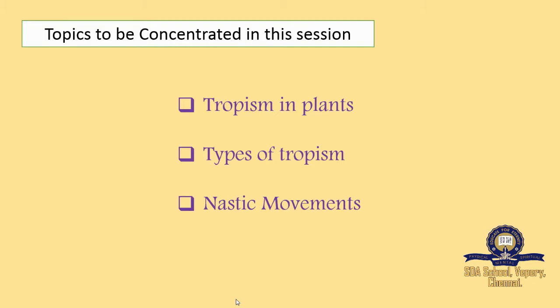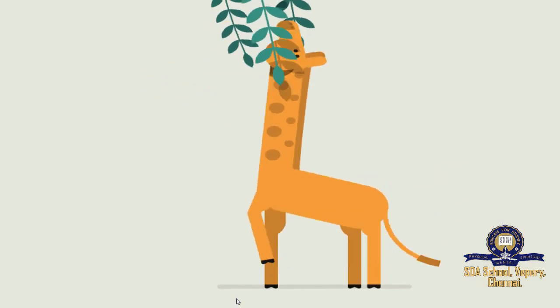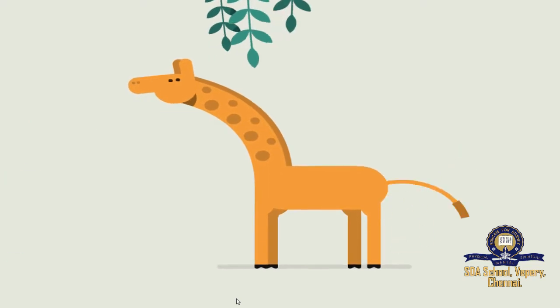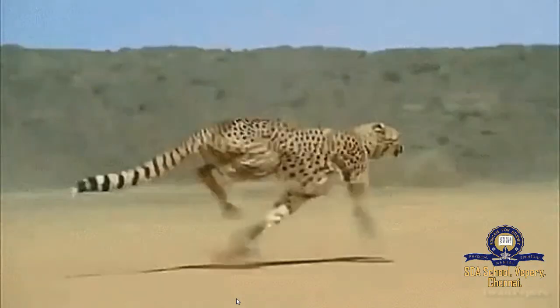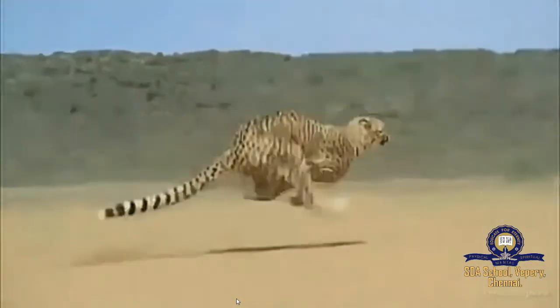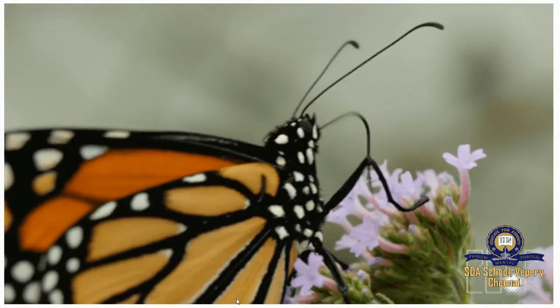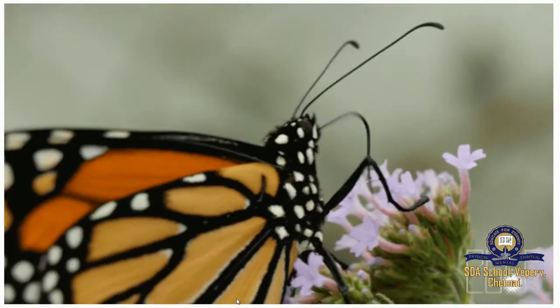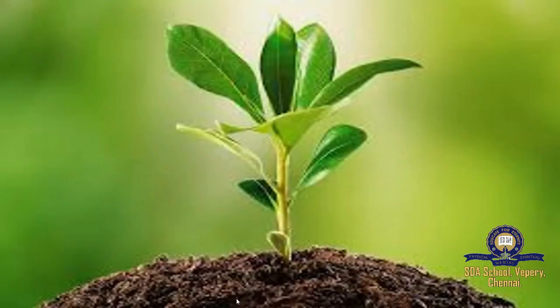Before that, let me ask you a question. How do animals get food? Animals move from one place to another in search of food, shelter, and for reproduction. Right? Yes. But now let me ask you another question. Do plants move? Do they show any types of movements like animals move?